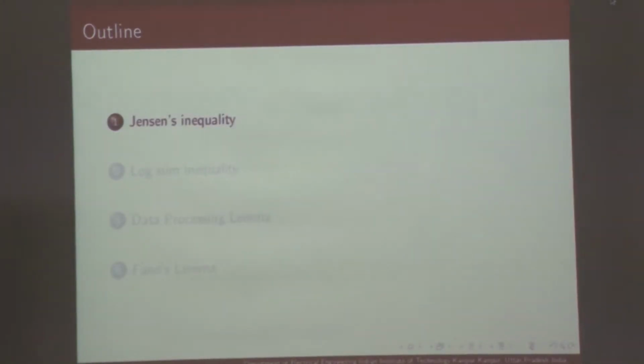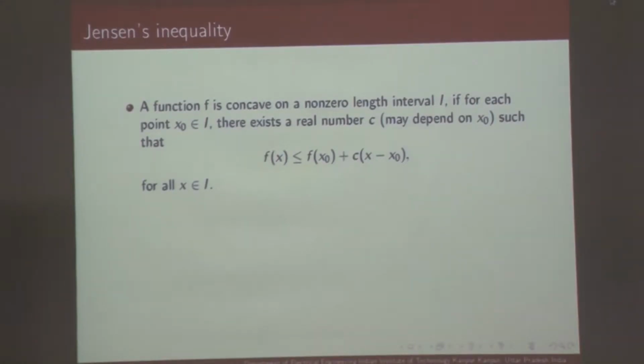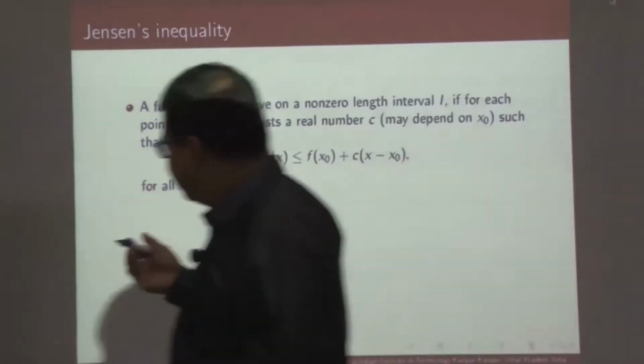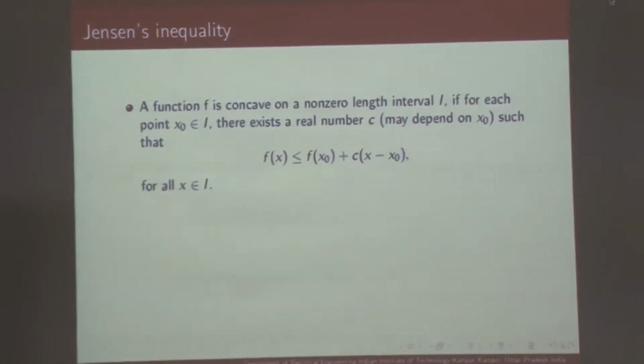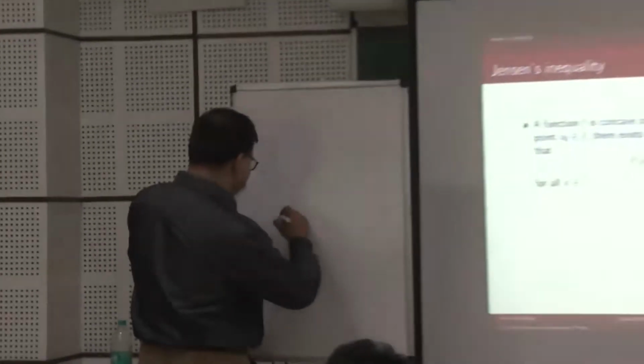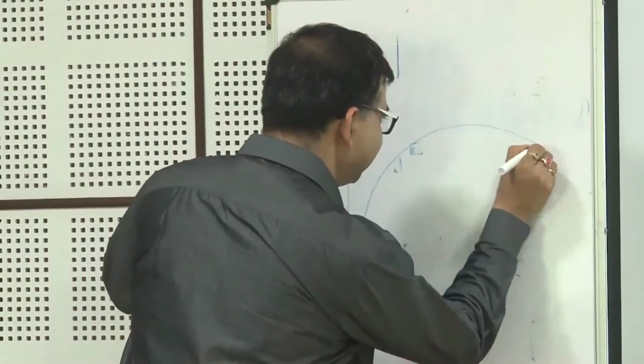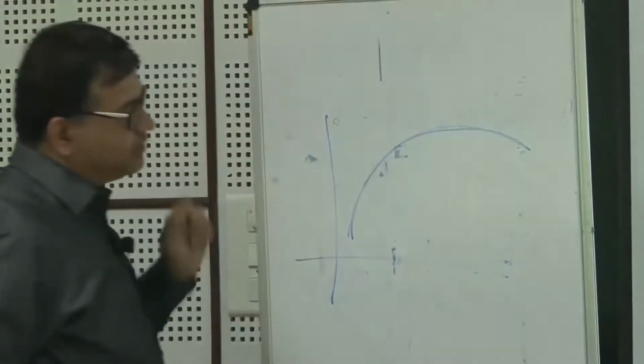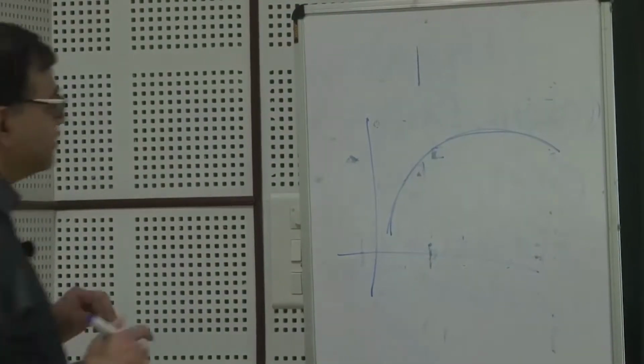So, I start with Jensen's inequality. A function is concave over a non-zero interval I if for each point x naught which belongs to this interval there exists a real number c such that this relation holds. Just look at, let's draw a function. This is my y axis, x axis. If I just draw a function like this, is this a concave function or a convex function? It is a concave function.